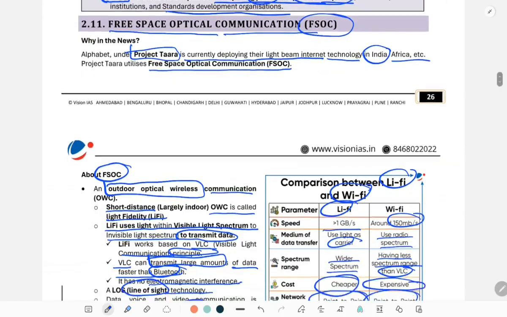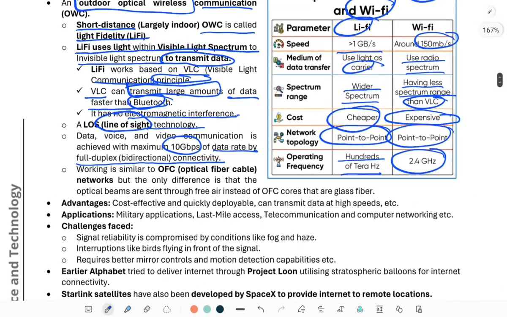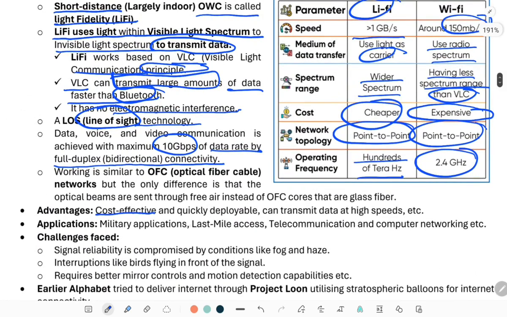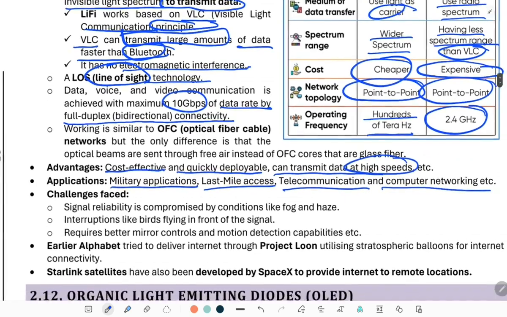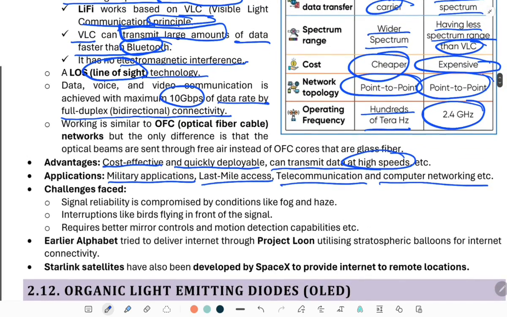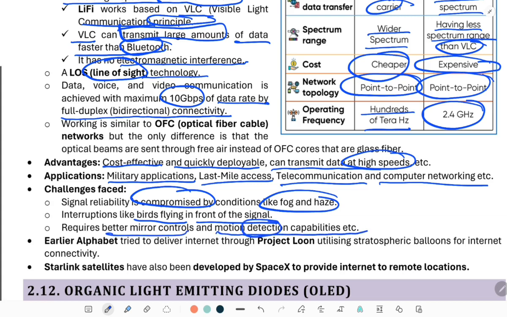Advantages of free space optical communications are that it is cost effective, quickly deployable and can transmit data at high speed, with applications in military, last mile access, telecommunication and computer networking. There are some challenges also. Signal reliability is compromised by conditions like fog and haze, and interruptions like birds flying in front of the signal, and it requires better mirror control and motion detection capabilities.